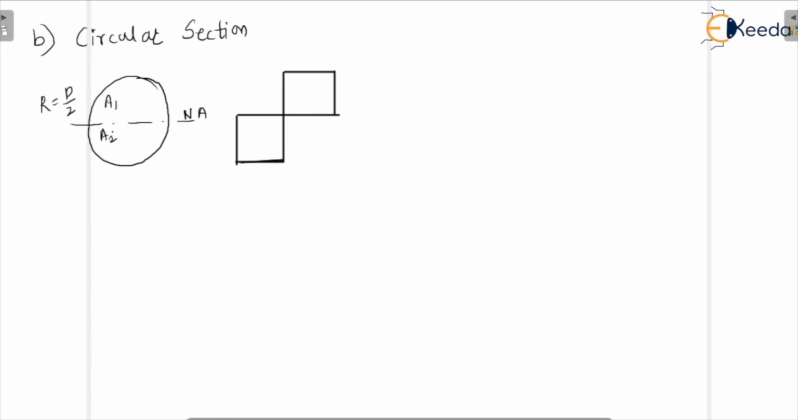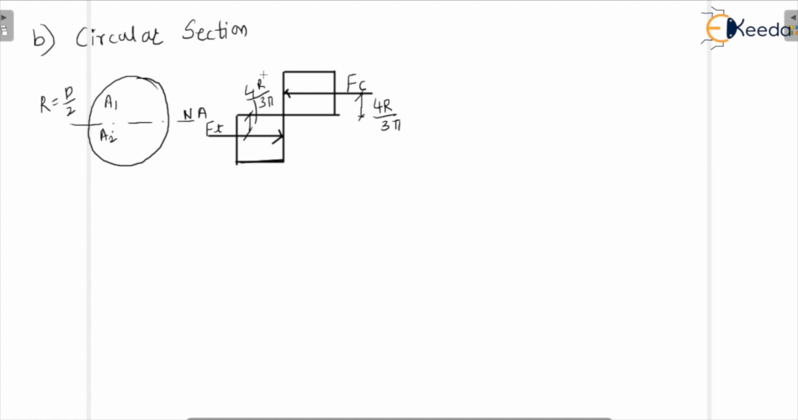But here the compression is shown by the force F of C, so this particular distance is 4r by 3 pi. This you should remember, 4r by 3 pi. This is F of C, this is F of P. So this is 4r by 3 pi.